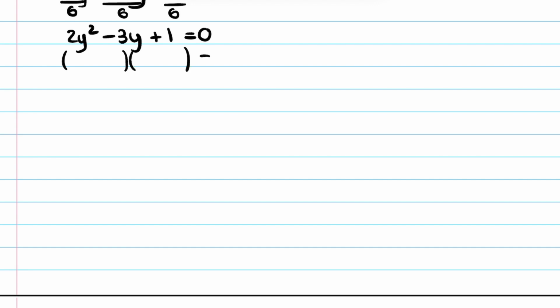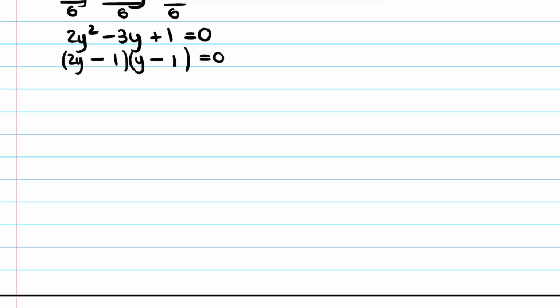So I'm going to stick my two brackets down. I'm going to say equals to 0. Then I know that I'm going to have 2y in the one bracket and then y in the other, because 2y times y is going to give me 2y squared. Then I need to look at my last variable here and ask myself what factors of 1 are going to give me 1. And the only thing I can write here is 1 and 1. And then I look at the sign, I see that's positive, which means that the sign has to be the same in both brackets. But because my b value is negative, I know that those have to be negative signs. So I'm going to have minus in here and minus in here.